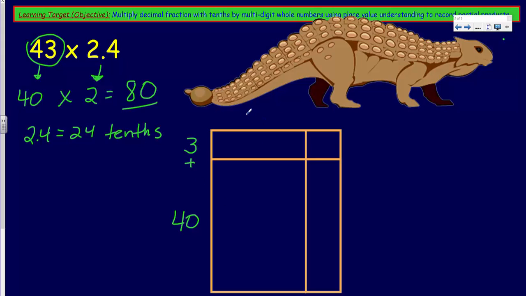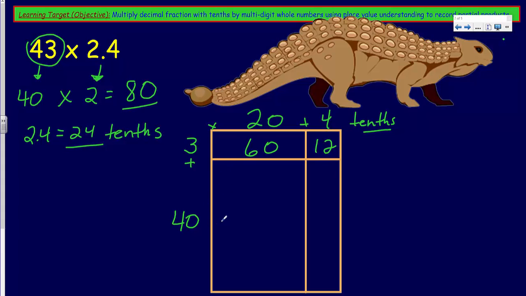I have 24, so let's put the 20 here, plus my 4. It's something we need to keep in mind. Remember, we are using that unit of measure of tenths. Okay, so now I just have to multiply. So 3 times the 20 here is 60. Then over here we're going to have 12.